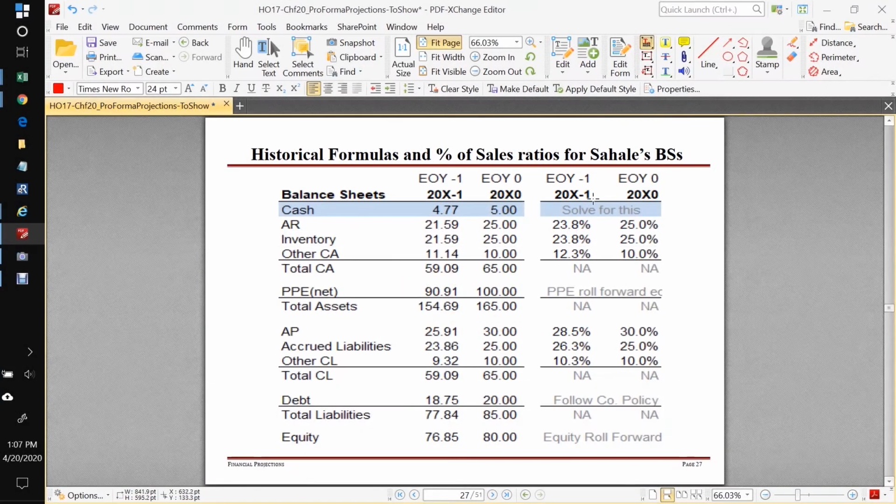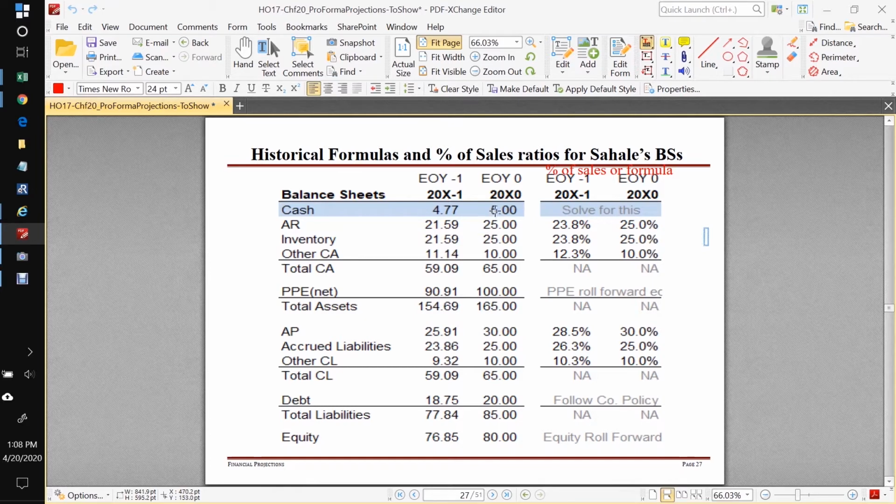Okay, so now let's do the same sort of thing for Sahali's balance sheets here. What I've got are the past 2 years balance sheets. And over here, for each of the 2 years, I've either got percent of sales or formula. So no special formula for accounts receivable, no special formula for inventory, no special formula for other current assets. So I just get the percent of sales for each of these.